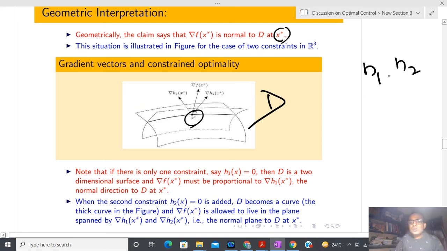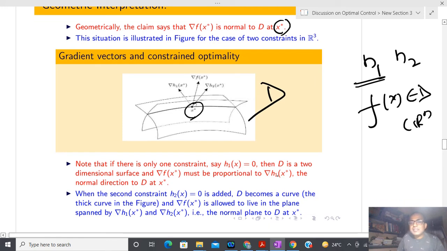Let us try to move one by one. Suppose you have some function f(x) that lies in D, and D belongs to R^n. Now if you have just one constraint, then delta f(x) comes into the picture and delta h1 comes into the picture. You have to make sure that delta h(x) and delta f(x) lie in the span. Span means now all of them lie in the same plane only. If you add one more, it will again lie in that particular span.